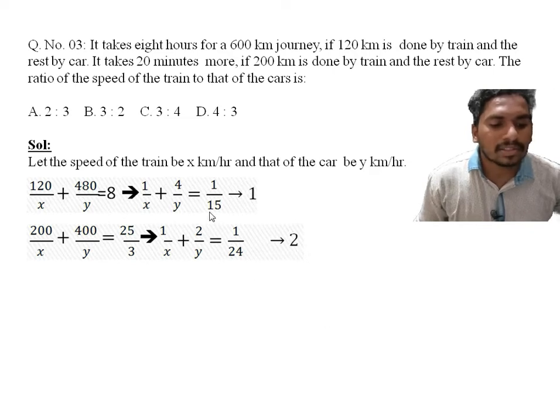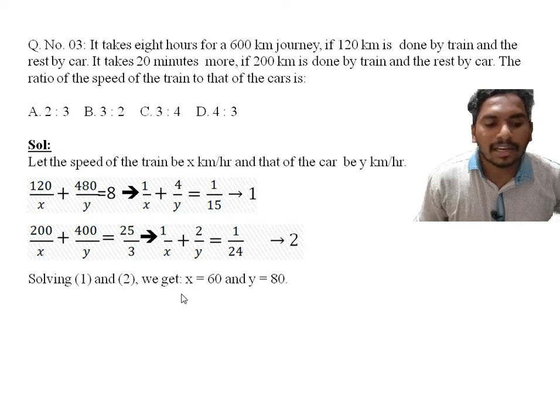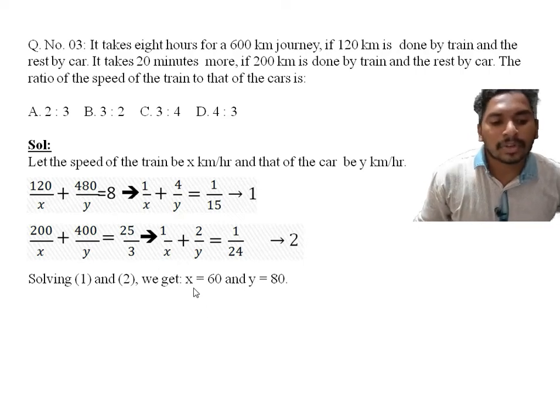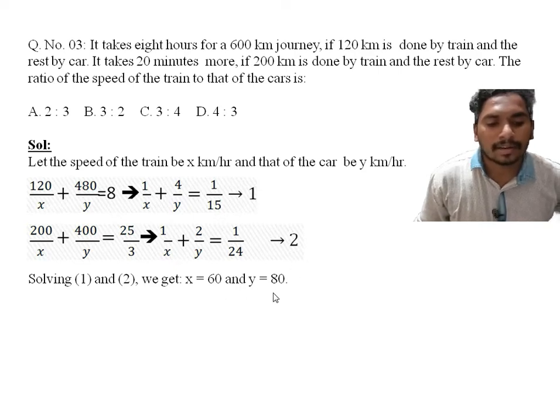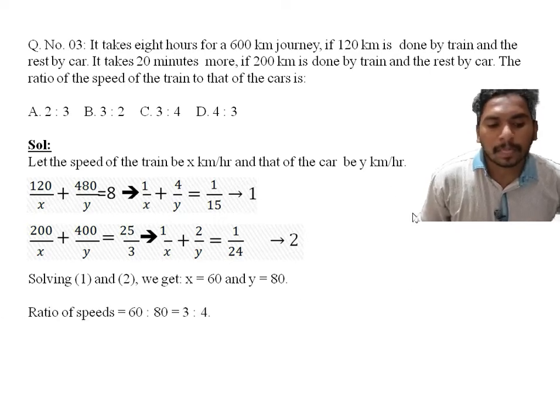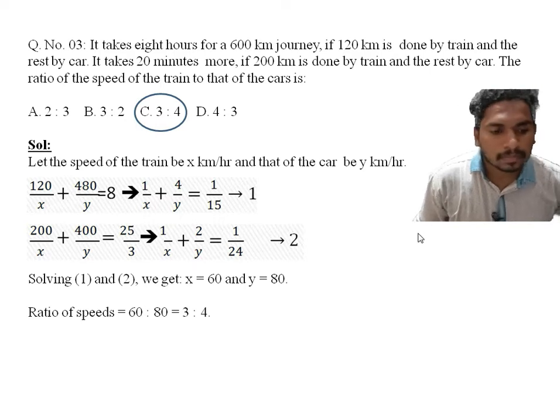If you write this in the form of equations and solve them, because we have two equations and two unknowns, you will get the x and y values, which are nothing but the velocity of the train and the velocity of the car. They are asking the ratio of the speeds. If you take the ratio, it will be 60:80, and finally that will be 3:4. So our answer will be 3:4, that is option C.